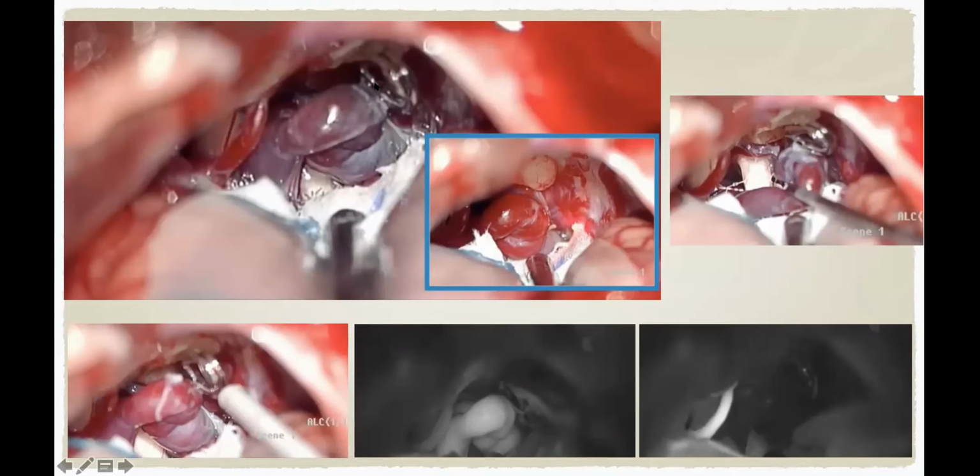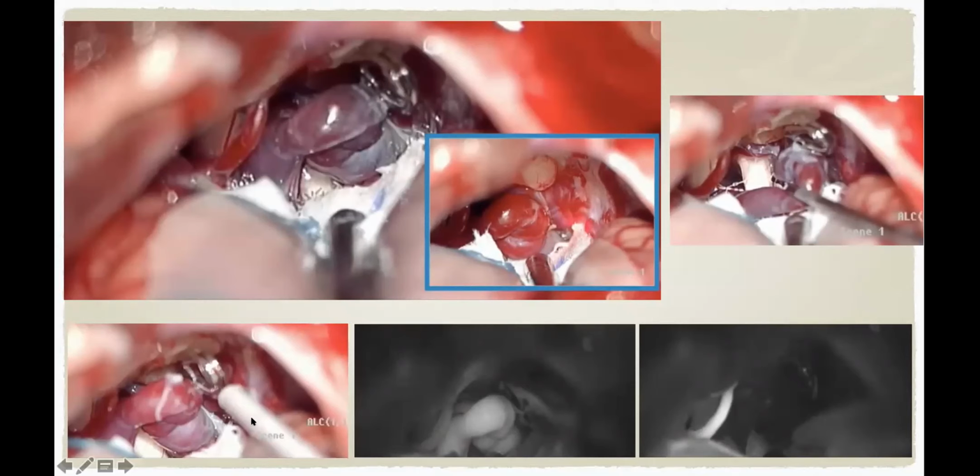But as you apply a temporary clip onto the fistulous communication, the color of the venous system actually turns blue. And this is a sign that this is the fistulous component. If you just clamp it, the fistula size actually decreases and it becomes dusky in color.